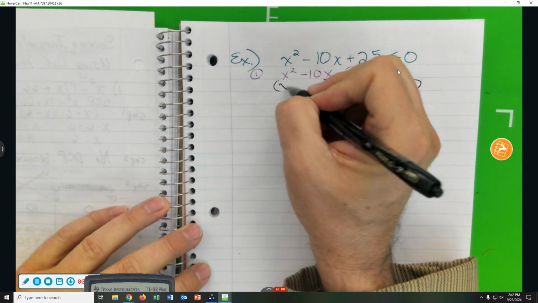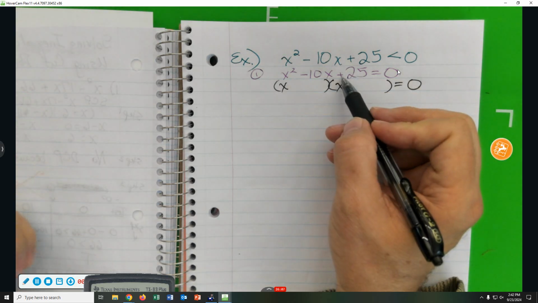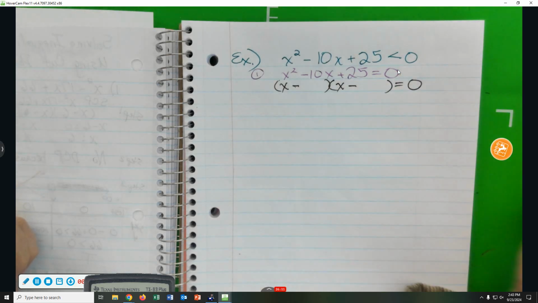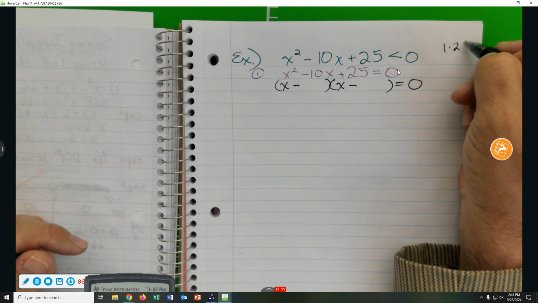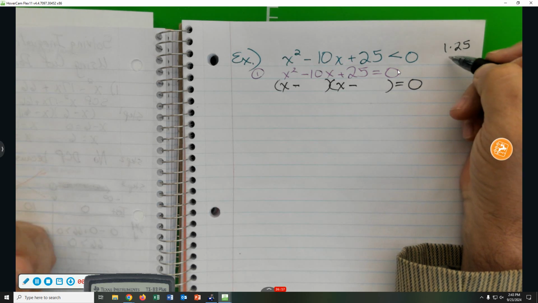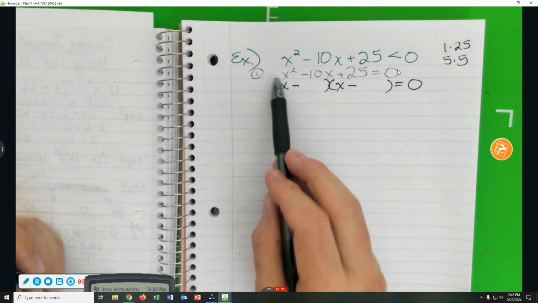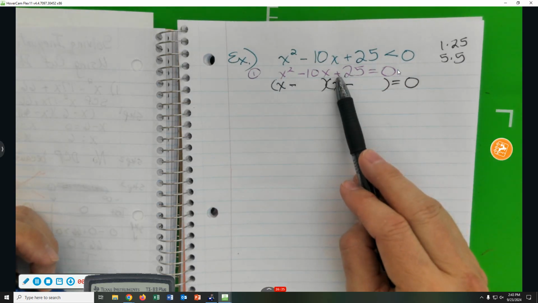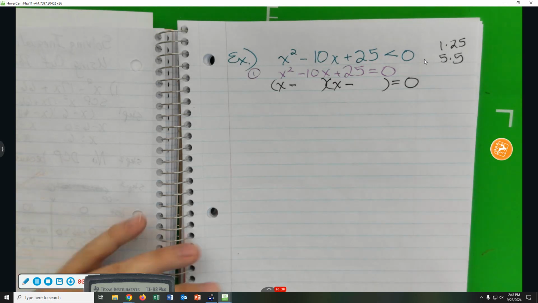X squared is x times x. What do we know about the signs? The second sign's a plus, so you have two of those first signs, minus, minus, and 25. You can have 1 times 25, or 5 times 5. It's a simple trinomial, so you can choose the pair. You need the pair that adds together to give you 10. So we're using 5 and 5.